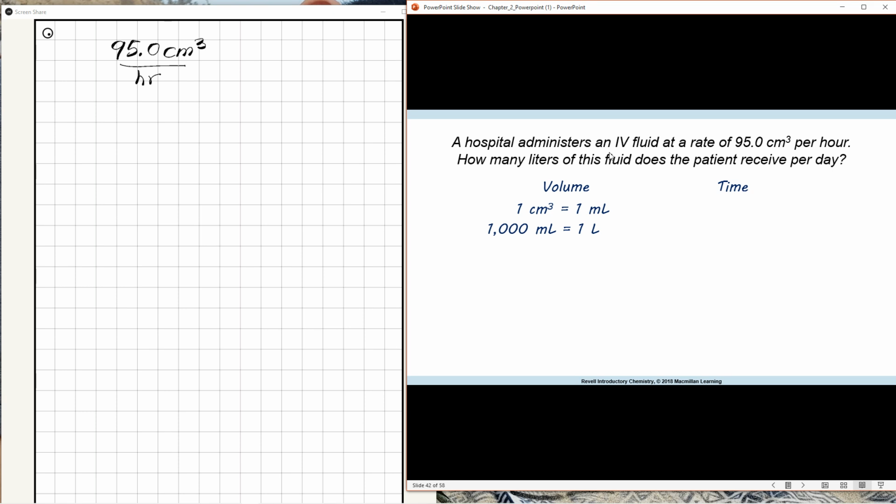We want to convert this into, what do we want? Liters. Per what? Per hour? No, per day. So now we're going to convert centimeters to liters, and we're going to convert hours to days. Let's see if they give us any equivalency factors for us to be able to use. They did. And even if they didn't, we could always look these up and find them. Most of these are already common sense to us.